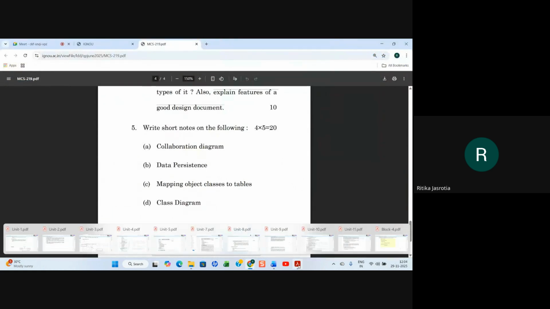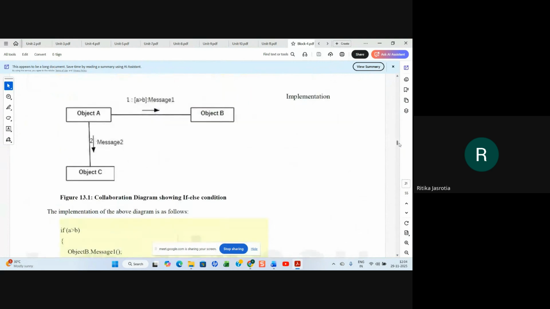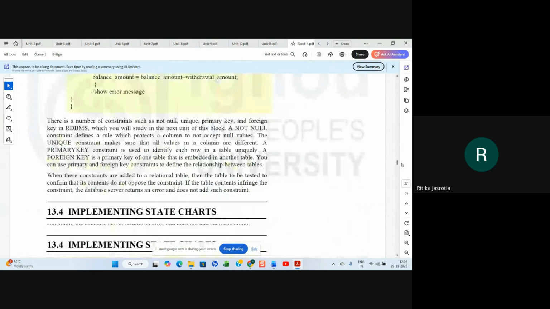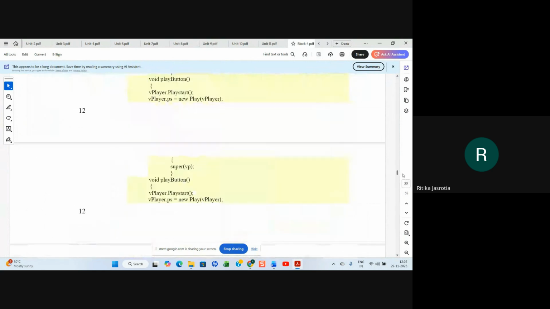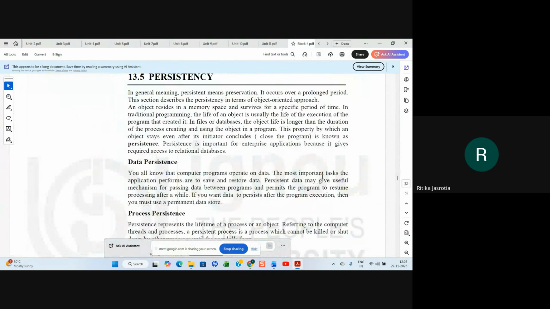Data persistence is in the fourth block, I think. So data persistence: the most important task the application performs is to save and restore data. Persistent data may give a useful mechanism for passing data between programs and permits the program to resume processing after a while. If you want data to persist after the program execution, then you must use a permanent data store. So data persistence means saving the data somewhere in a database, right?